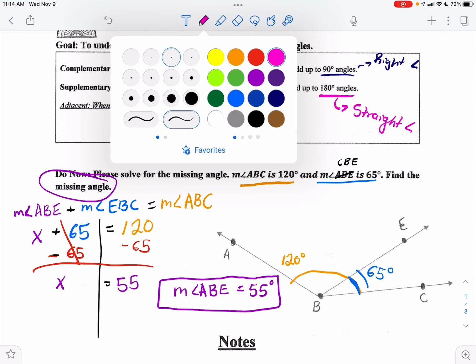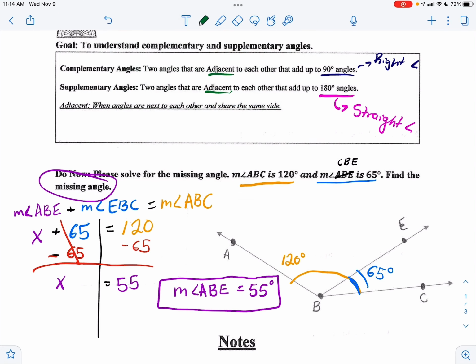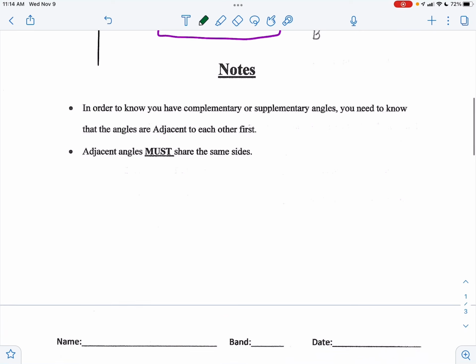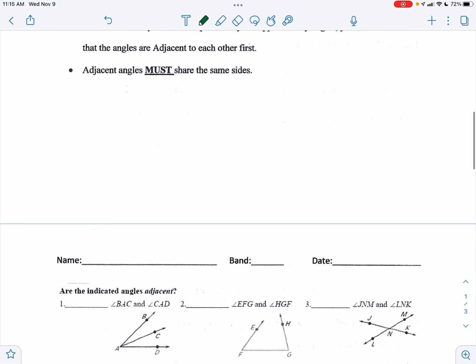And we have a new term today, a term called adjacent. You might have heard that word before, but in this case for geometry, it means two angles next to each other that share the same side. In order to know that you have complementary or supplementary angles, you need to know that the angles are adjacent to each other first. Are these angles adjacent? That's what you need to ask, okay? Sometimes the question will tell you these angles are supplementary or complementary, but it will not tell you if these angles are adjacent. And again, adjacent angles must share the same side.